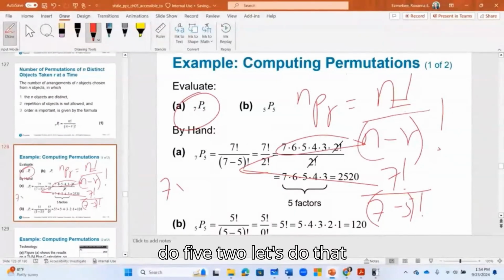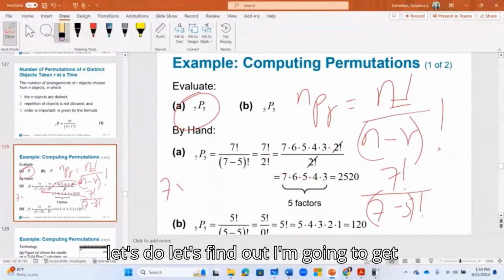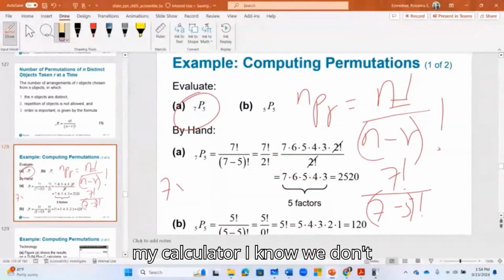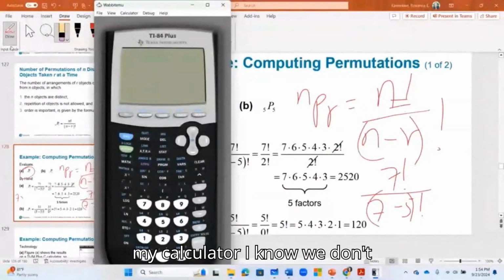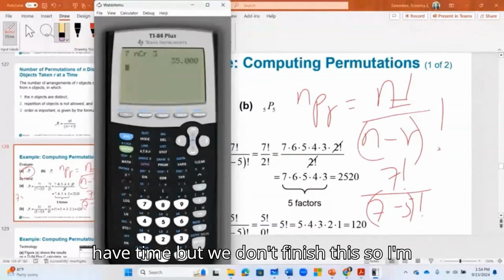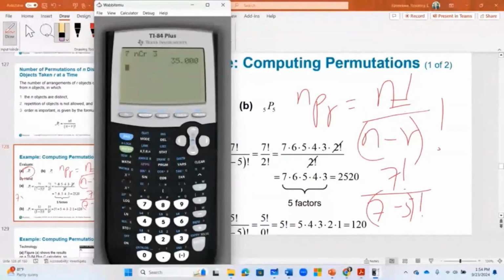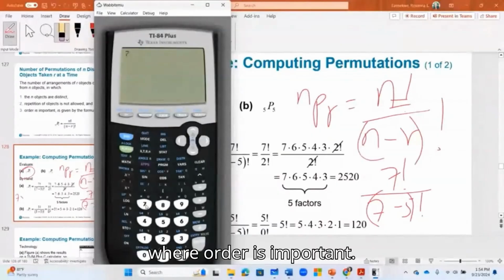Use the calculator to do factorial. Is this answer correct? Let's find out. I'm going to get my calculator. I know we don't have time, but we can finish this. So I'm going to put 7 permutation 5, where order is important.